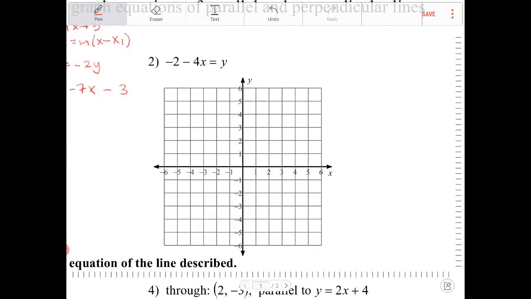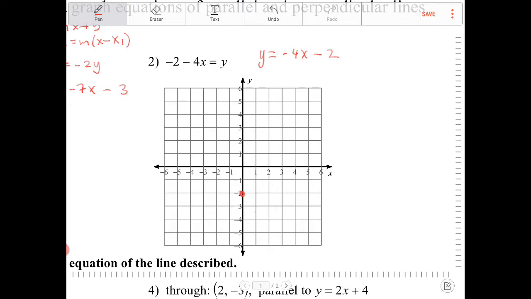This is already in slope-intercept form. I'm just going to rewrite this as negative 4x minus 2 so you can see it a little clearer. So negative 2 is over here. And again, I have a negative slope. In this case here, I actually have enough room to go to the right.